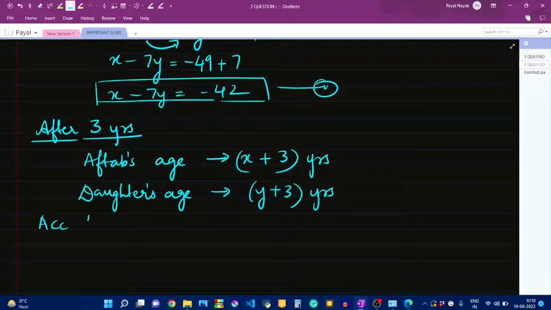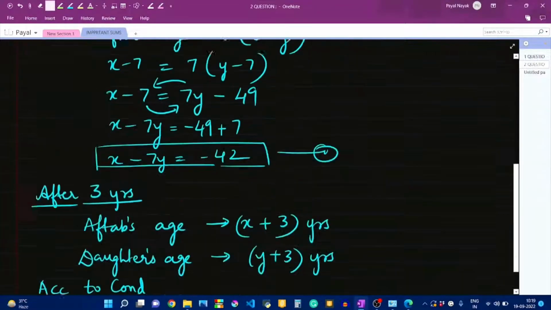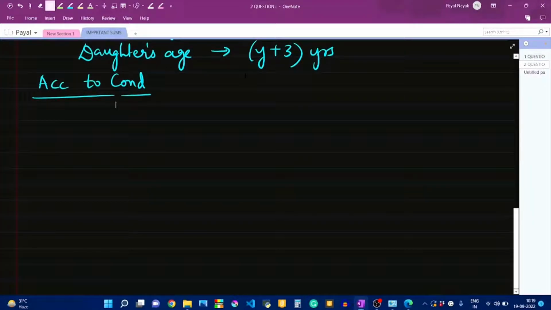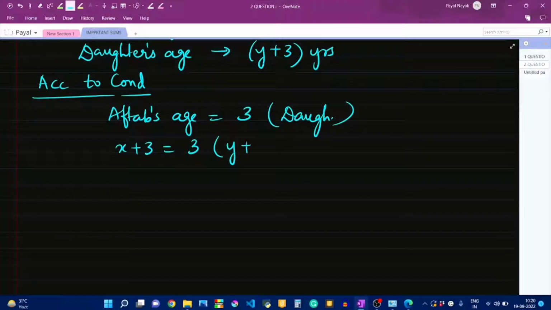So now what is the condition? According to the condition, I shall be 3 times as old as you will be. You will be means her age after 3 years is what we are comparing with. So I will be means Aftab's age after 3 years will be equal to 3 times his daughter's age after 3 years. So Aftab's age is x plus 3 and the daughter's age will be y plus 3. If you simplify this further, this gives you x plus 3 is equal to 3y plus 9.